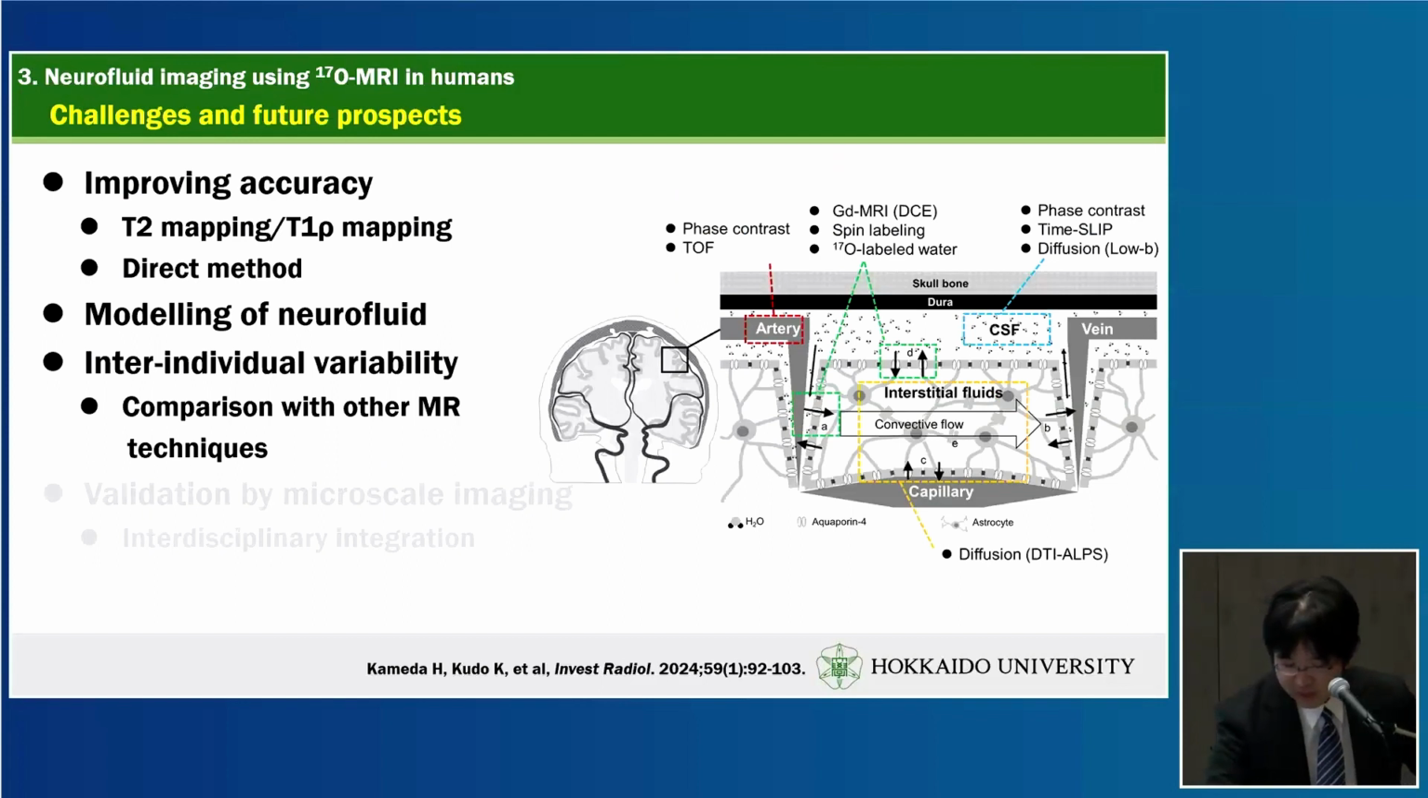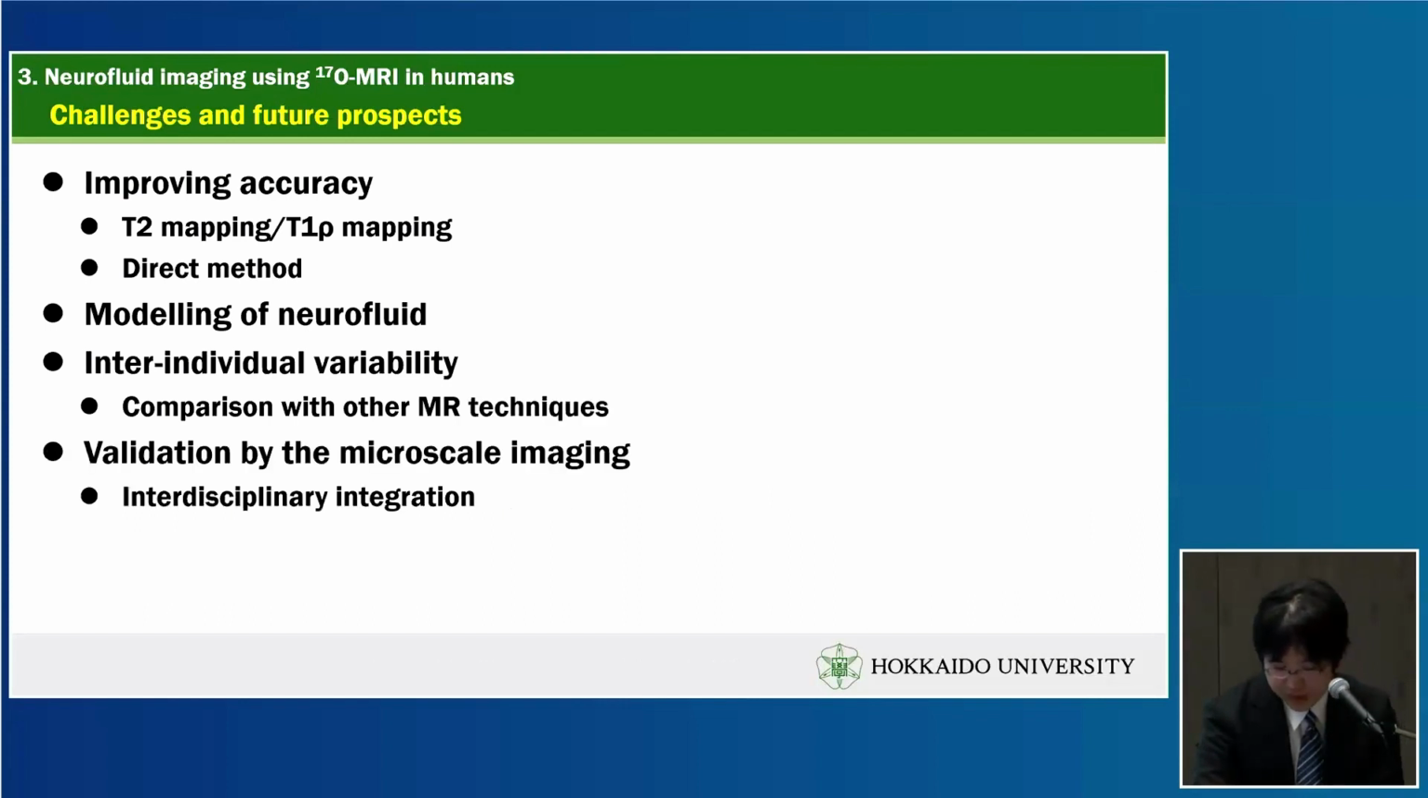Additionally, several promising MR techniques for evaluating neurofluid, especially non-invasive methods, have been proposed. As these techniques can be repeated, we need to verify how the accuracy of disease diagnosis changes when compared or combined with these techniques. Finally, MRI has limitations in obtaining micro-level information. Therefore, validation using a micro-scale imaging tool is necessary to discuss the mechanism of neurofluid dynamics.